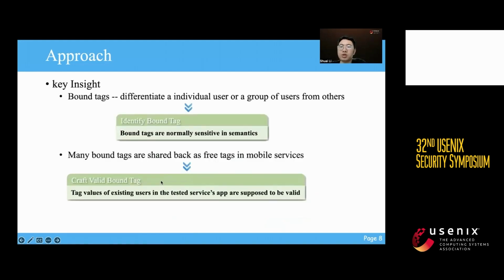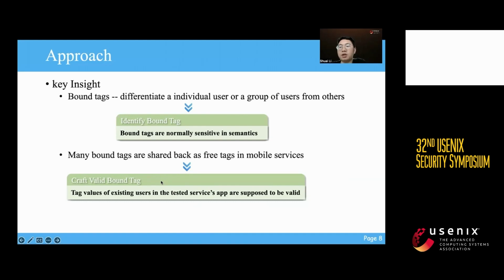To address these two challenges, our approach is based on two key insights. First, since bound tags are used to differentiate individual users or groups of users from others, they can describe the unique attributes of users and thus typically carry sensitive semantics. Therefore, the sensitive semantic is a reliable indicator for the existence of bound tags.